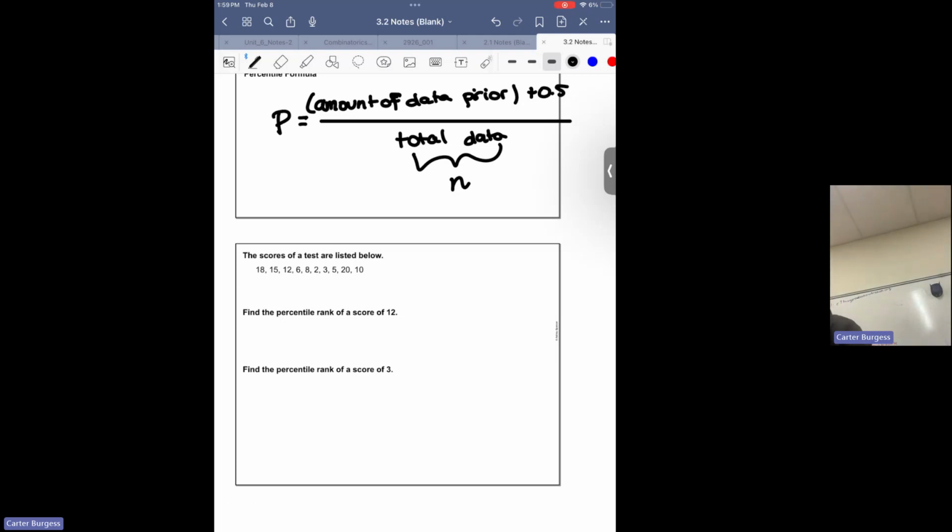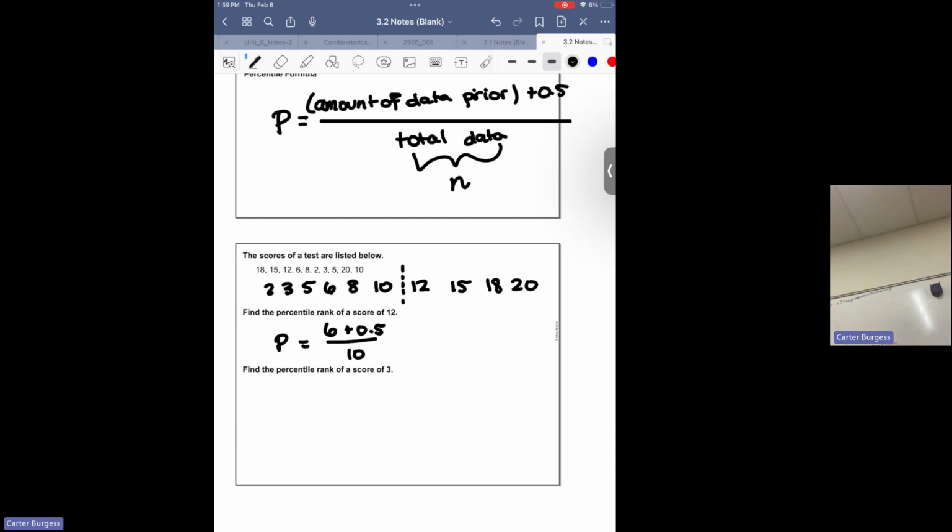Again, you can have your calculators do this. 2, 3, 5, 6, 8, 10, 12, 15, 18, 20. Okay. How many numbers are to the left of 12? We got 6 of the 10, and so we take that 6 plus our little adjustment term divided by 10.